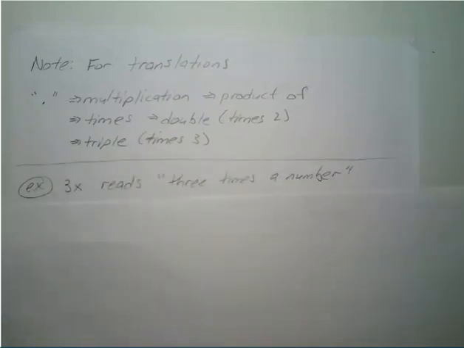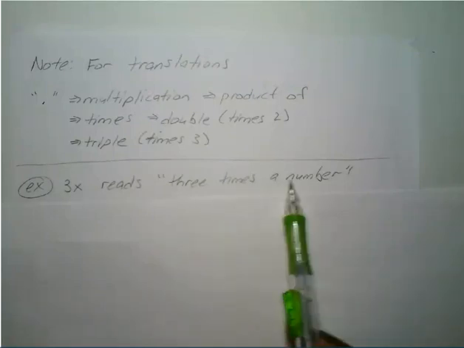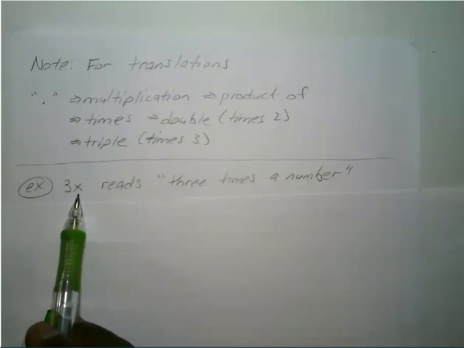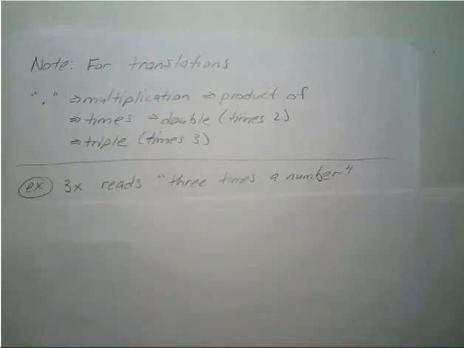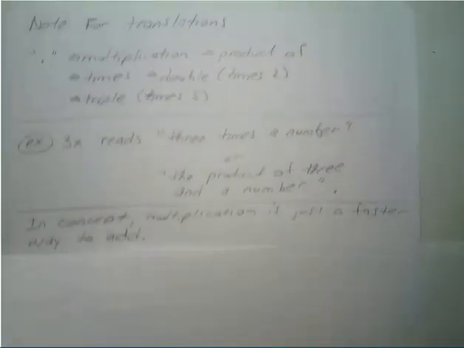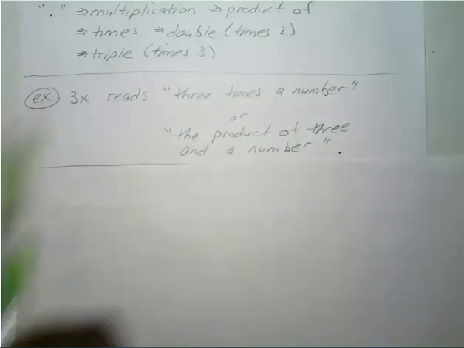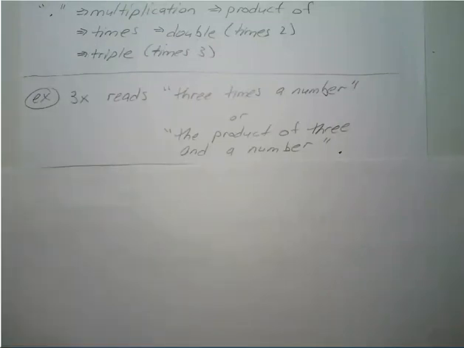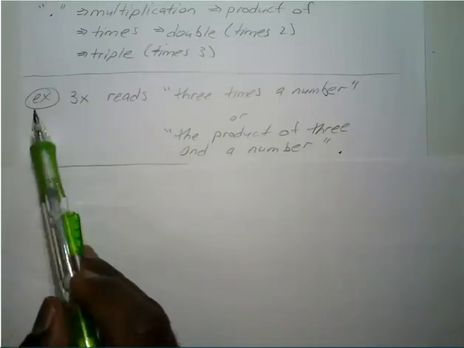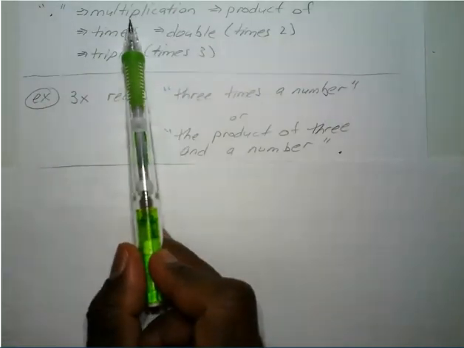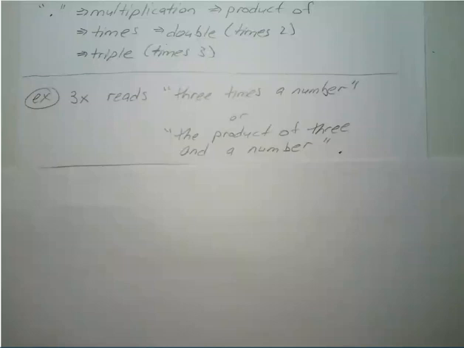Okay, so you have 3x reads as 3 times a number. Of course our variable, our unknown number, is just going to be x or n or any variable we want. Okay, or you can write it as the product of 3 and a number. Or 3 times a number. Or you could see it as triple a number. Or you could see it as 3 multiplied by a number. Any of those could still give you that same answer if you decided to write it into words.